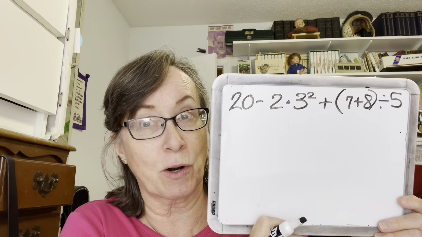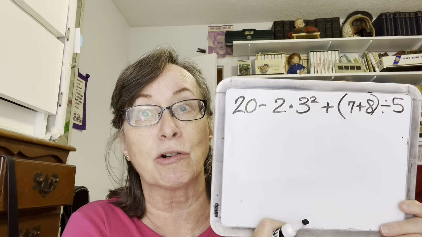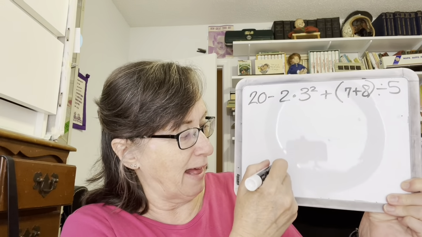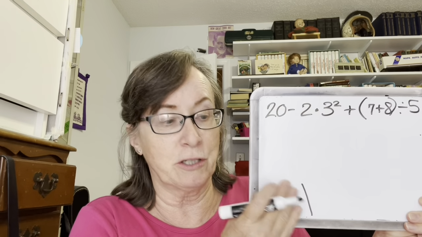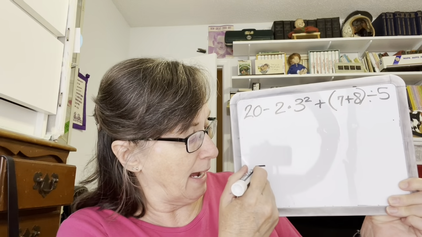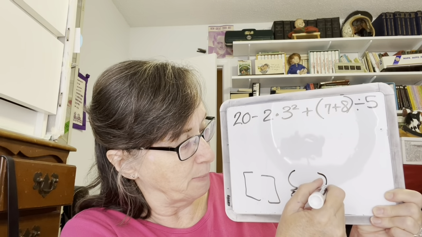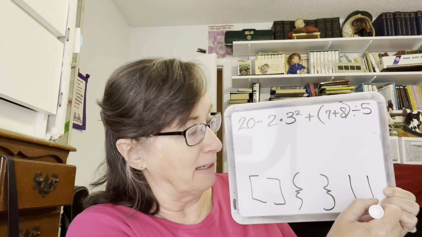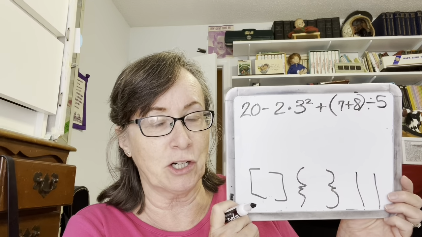P stands for parentheses. Brackets, braces are all grouping symbols. Even absolute value goes down as a grouping symbol. So when you're doing these, we've got brackets, braces. Oops, I never have been able to do those well. And absolute value are all up there with grouping symbols, just like a parenthesis. We need to do them first.